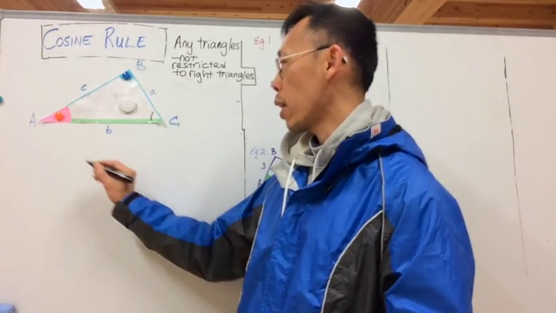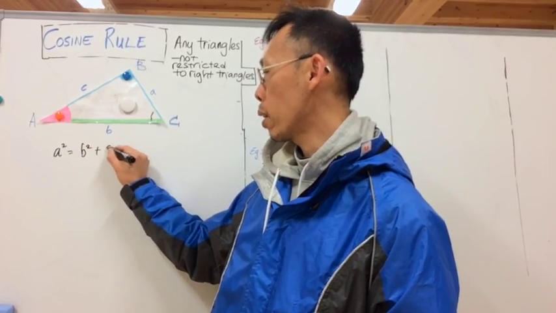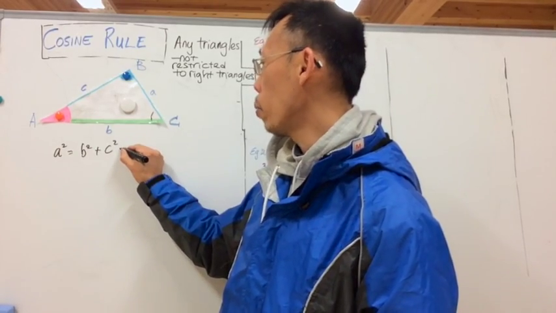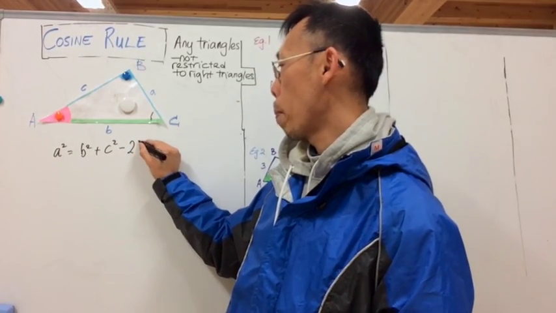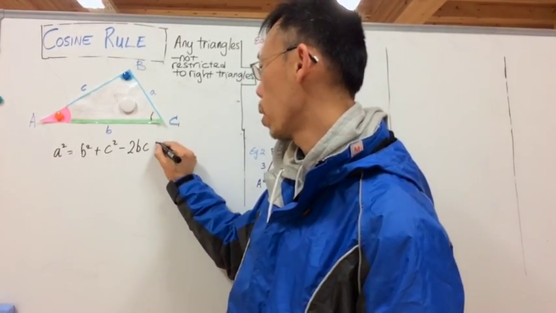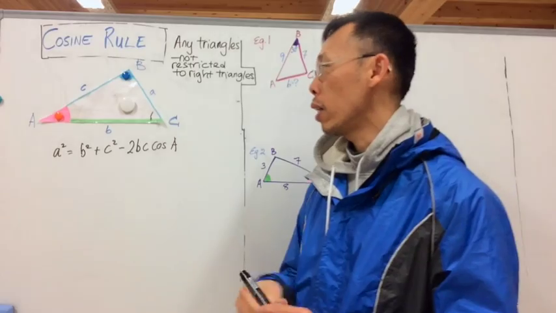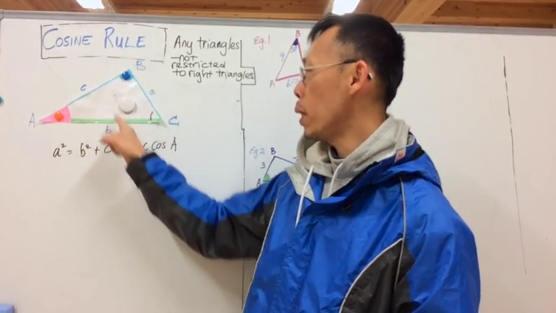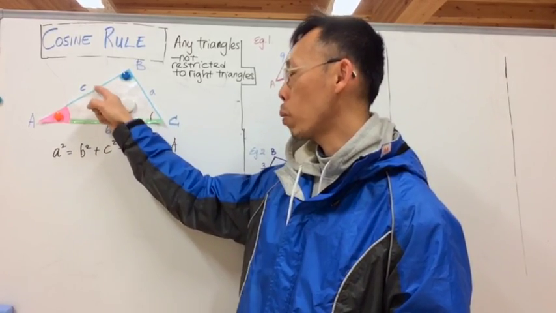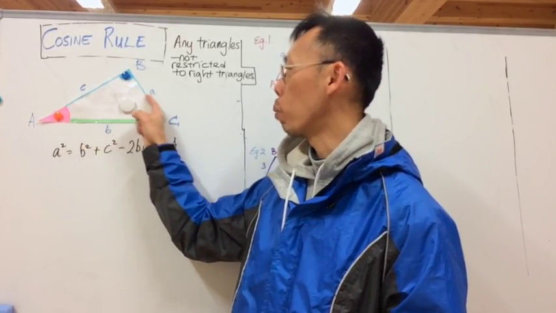And the cosine rule basically states this: a square is equal to b square plus c square. So far, that's the Pythagoras theorem. And then you have to do an adjustment to bc sine. As a cosine, so you have cosine A. Basically, this is a square is equal to b square plus c square minus 2 of this multiple, twice of this multiple, times the cosine of the angle that is opposite a.